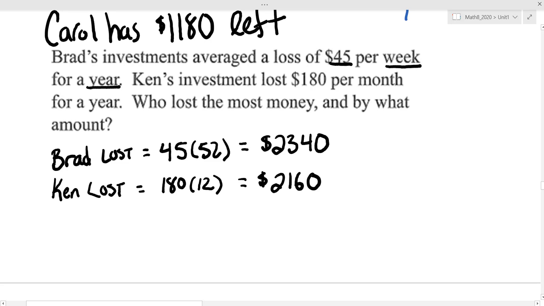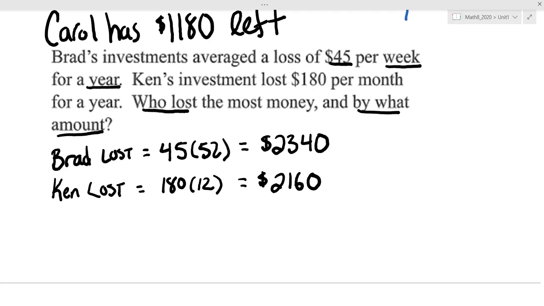So who lost more money, Brad or Ken? Brad, right? So how much more did he lose? That's the second part of the question. Now it's not only who lost more money, it also asks by what amount. So how do we calculate by what amount? Yes, Alana. I saw your hand there quick. Subtract both. You subtract both.